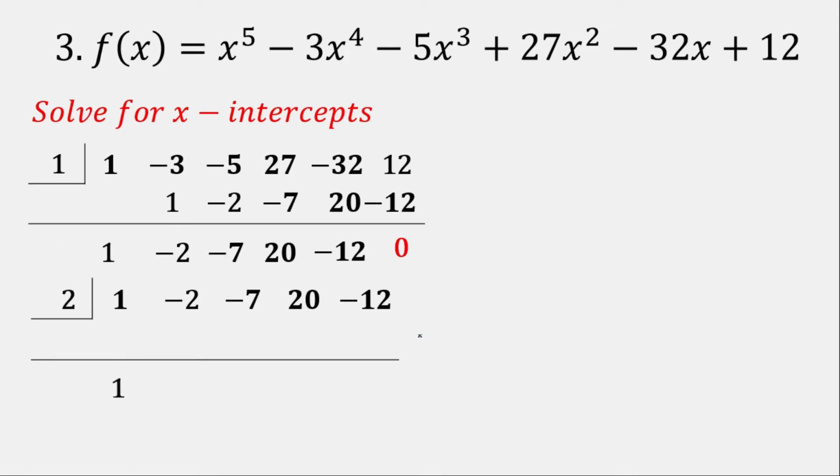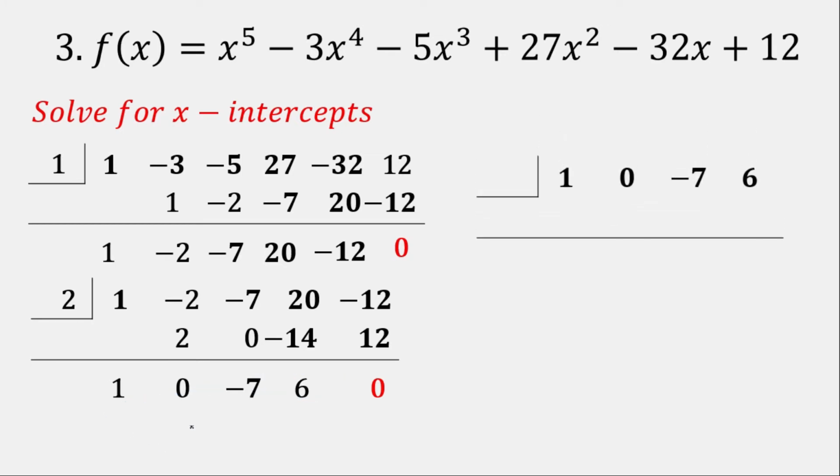I'll bring down 1. 2 times 1 is 2. Negative 2 plus 2 is 0. 2 times 0 is 0. Negative 7, if we combine that, 2 times negative 7 is negative 14. 20 plus negative 14 is 6. 2 times 6 is 12. And that gives us 0. Now using the remaining numbers, you just need to do synthetic division again until you get 0.